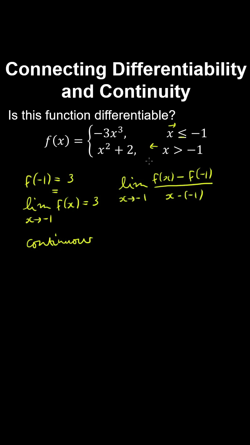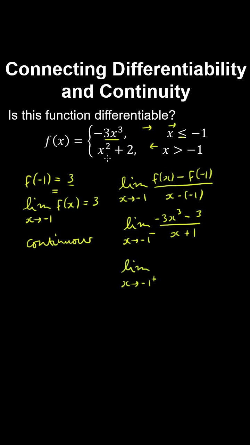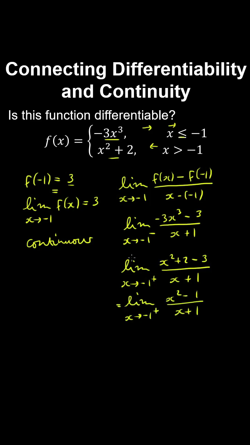As x approaches minus 1 from the left, we take this as f of x, and f of minus 1 is 3. And as x approaches minus 1 from the right, we take this as f of x, which simplifies as follows. You can clearly see that these are two different limits, without doing a factorization and evaluating them, and therefore the function is not differentiable.